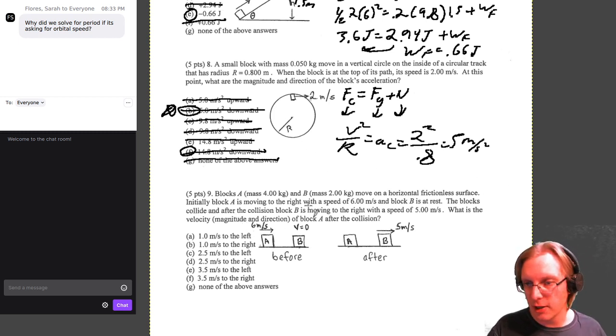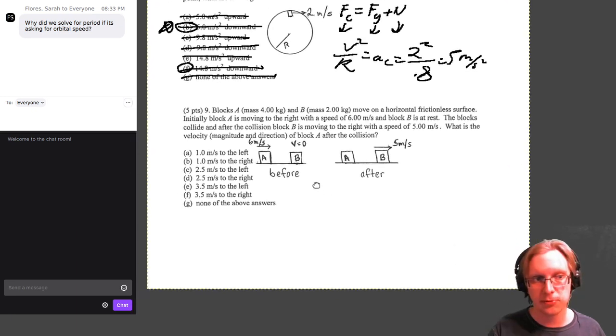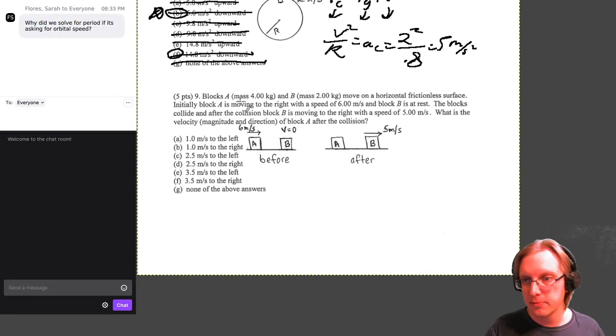I shall continue on. This appears to be a momentum conservation question of some kind. Block A, mass of 4 kilos, and block B, mass of 2 kilos, move on a horizontal frictionless surface. Initially A is moving to the right at 6 meters per second, and block B is at rest. The blocks collide, and after collision, block B is moving to the right with a speed of 5 meters per second. What is the velocity and direction of block A after the collision?